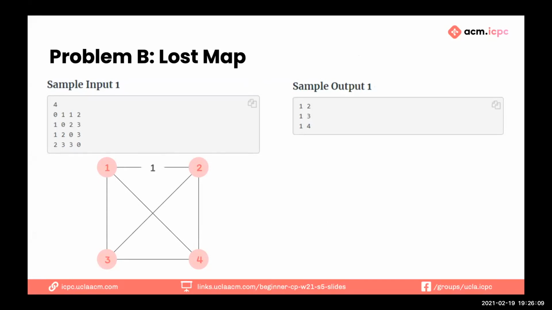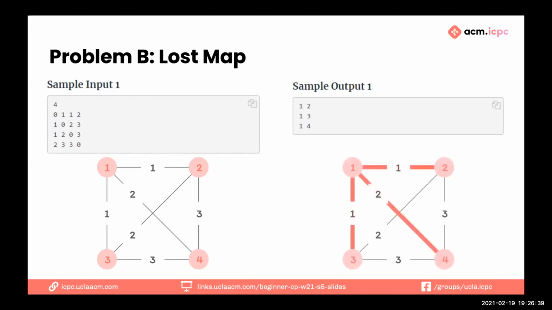And each of these has an associated weight. For example, village 1 connects to village 2 with a road of distance 1. So we're going to represent that with an edge of weight 1. And so on and so forth. Also notice that the graph is undirected in the sense that the distance from village I to village J is the same as the distance from village J to village I. So we can represent it as an undirected graph. And this is basically just modeling the distances that they gave in the sample input.